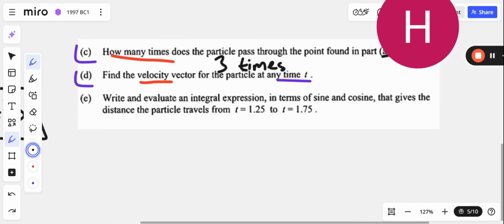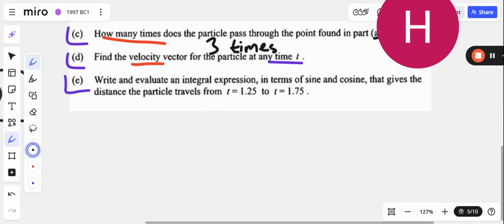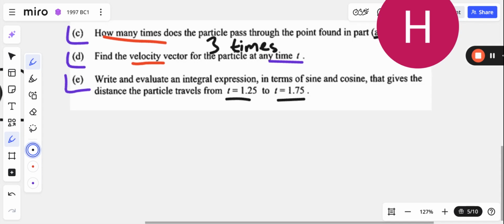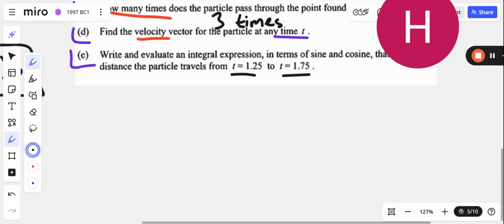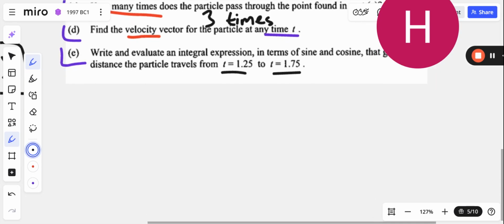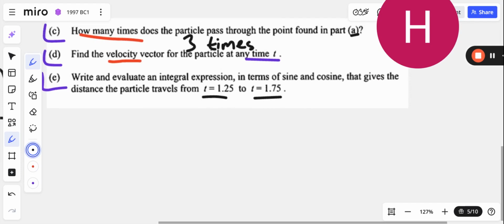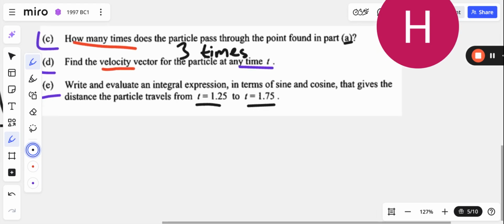And part E is finally the formidable part of the problem. Write and evaluate an integral expression in terms of sine and cosine that gives the distance the particle travels. So we need the distance from t equals 1.25 and t equals 1.75. What is the total distance traveled? What do you think we got to do?